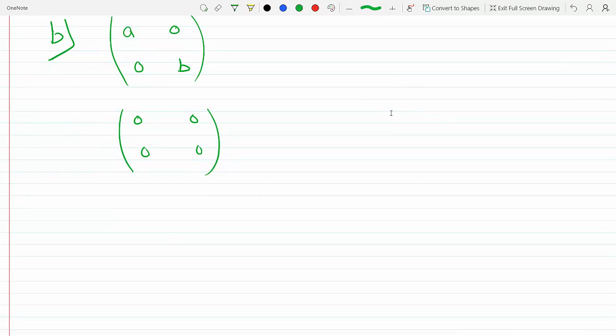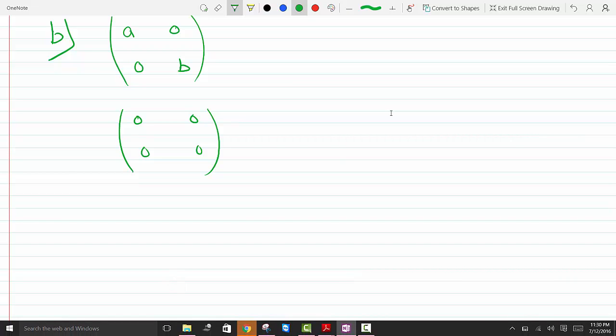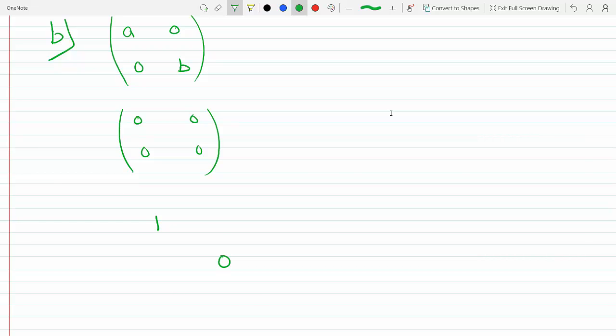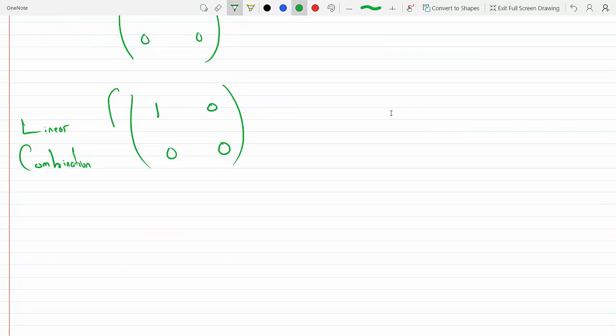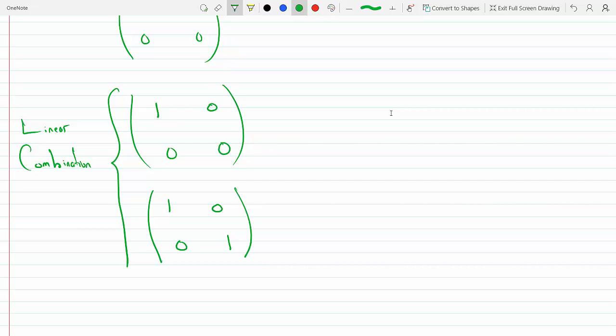We also have the linear combinations of this matrix, because by definition a subspace contains all its linear combinations. So if I were to go 1, 0, 0, 0, all the linear combinations of this, and also the linear combinations of this matrix, and also of the identity matrix, any linear combination of that is also a subspace of D.